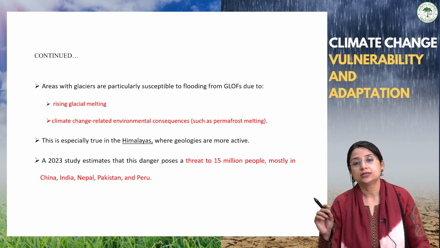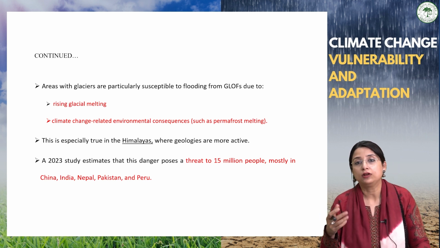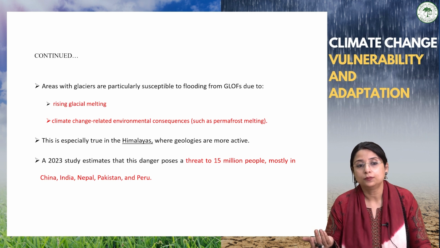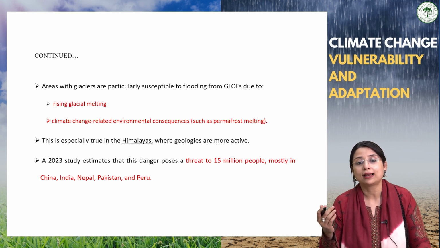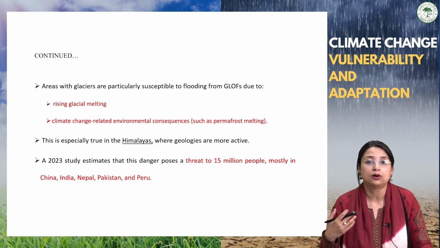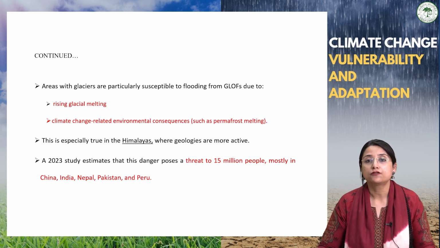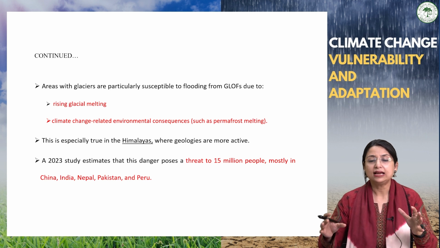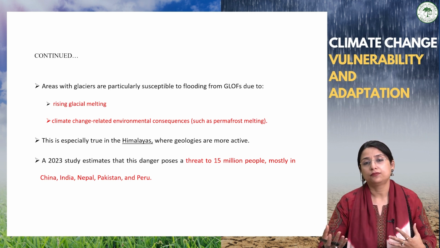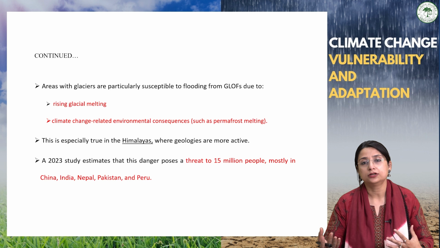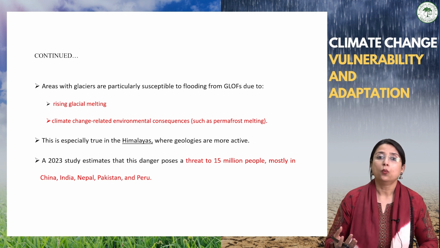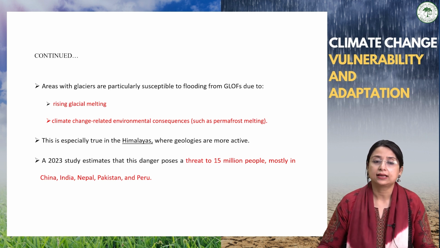Areas with glaciers are generally susceptible to flooding from glacial lake outburst floods because of rising glacial melting, and this rising glacial melting is taking place because of climate change related environmental consequences. One example here you can see is permafrost melting. Mainly the areas which are more susceptible to glacial lake outburst floods come under the vulnerable zone affected by climate change.